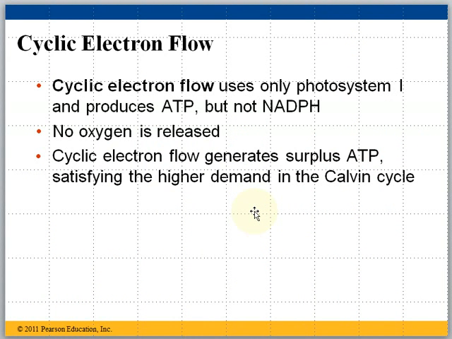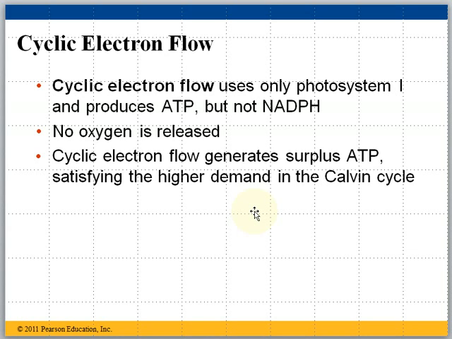Now, we did say there was another possibility for this electron flow. It's not as common, but it's called cyclic electron flow. Cyclic electron flow only uses photosystem 1. Remember, that's the second one in line. It does produce ATP, but it doesn't produce NADPH. Also, no oxygen is released, because photosystem 2 is not being used.